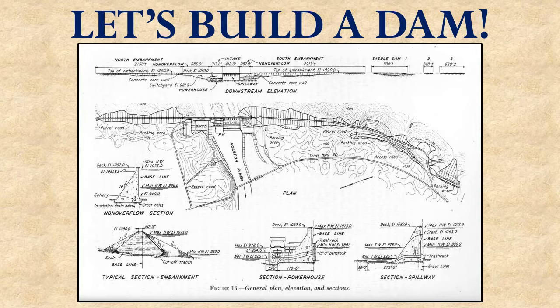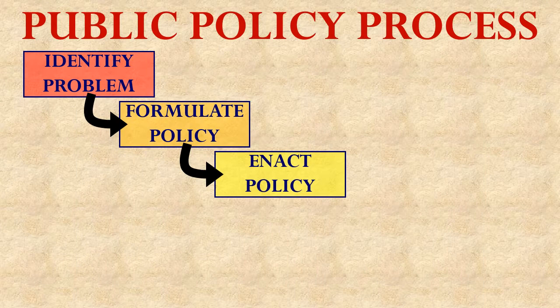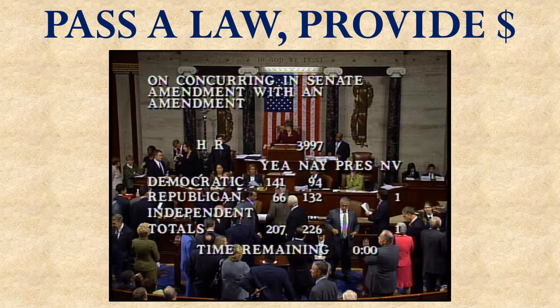Now, that doesn't, though, solve the problem in and of itself. All that's happened is somebody's come up with an idea, a potential way to deal with the problem. They have formulated a policy. To actually bring the policy into being, it must then be enacted in some sort of legal way. There has to be some sort of regulation created, or a law passed, or a court decision rendered, whatever it is. The policy has to be enacted. In the case of our example of a dam, what that means is there would have to be a law passed to build the dam, and money provided in the budget to build the dam.